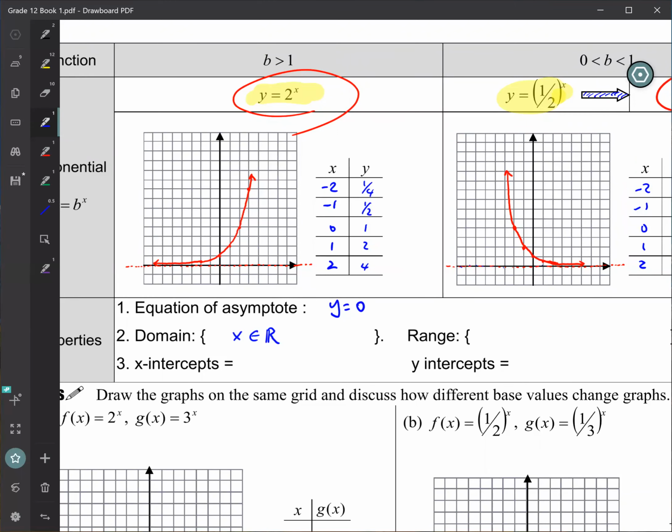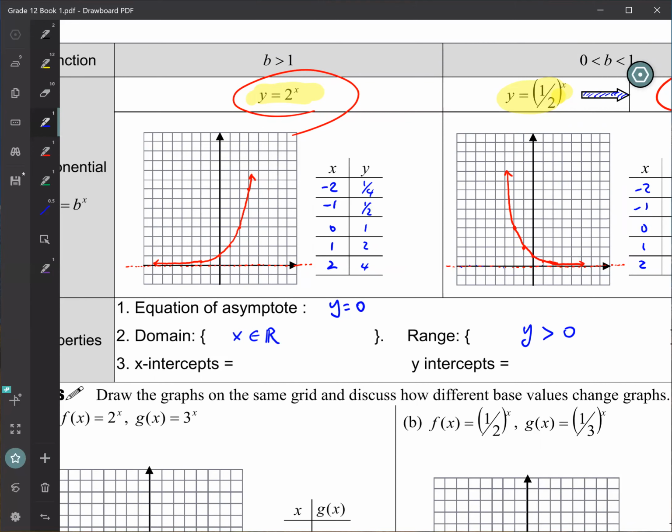Donna, what's the range? Y is greater than 0. Yeah, okay, so it does not touch, not equal, right? It does not touch the x-axis, so it cannot equal 0, right? Because when it equals 0, that's the asymptote, right? Y equal to 0 is the asymptote.